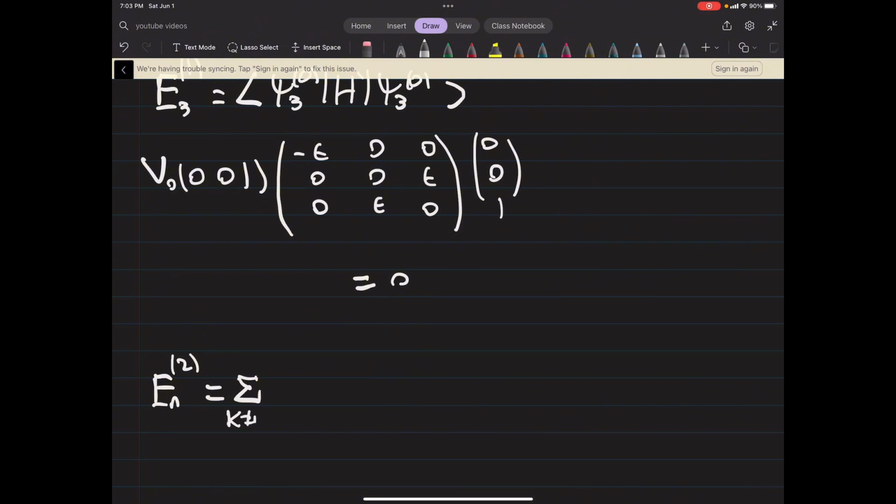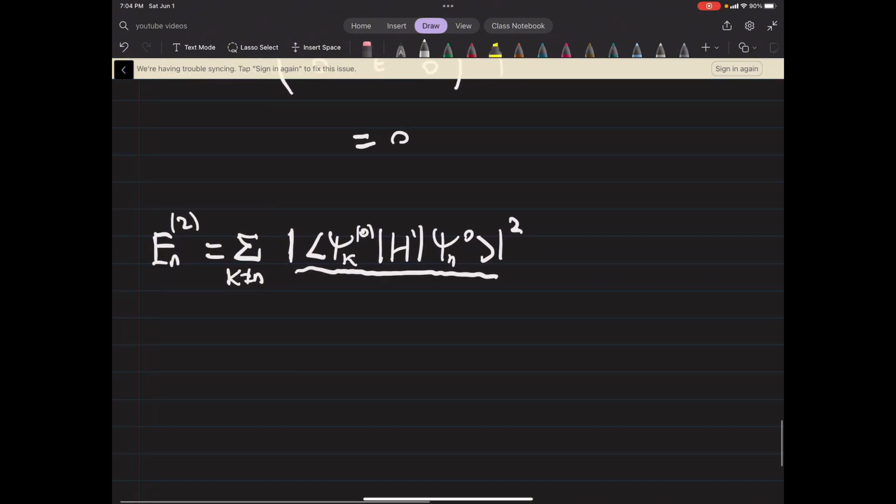Summation for k not equal to 0 of psi sub k, h prime, psi sub n. This is all squared, and we're actually going to divide this by our 0th order correction energies.